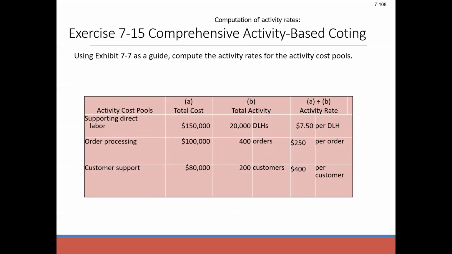The activity rates we can see are direct labor, supporting direct labor of 150,000 divided by our direct labor hours gives us 750 per direct labor hour. The order processing is 250 per order. And the customer support is 400 per customer.